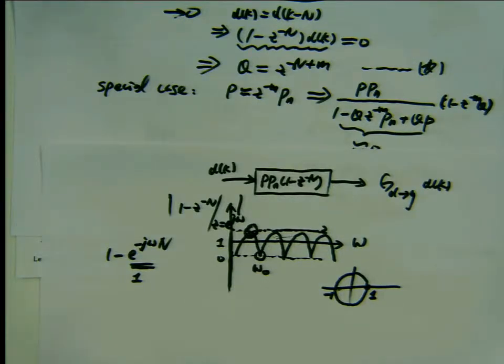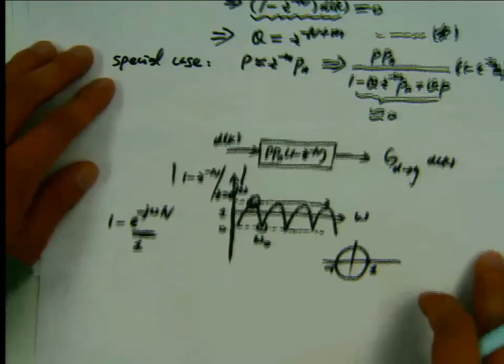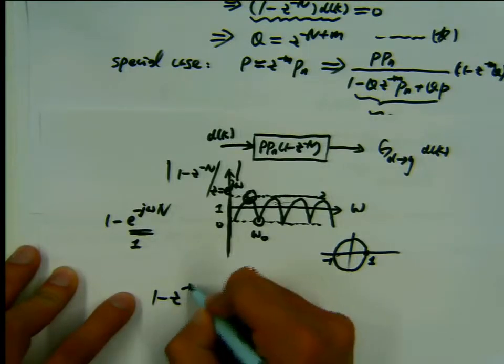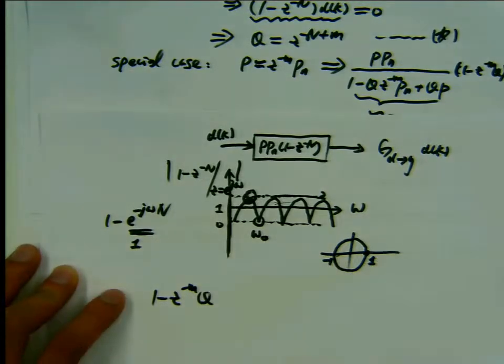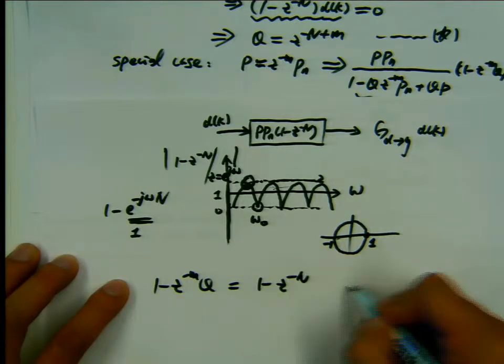Okay. So one way to improve it looks as follows. You want to design (1 minus z to the negative M Q). This is the first design. We design it this way. Design number 1.